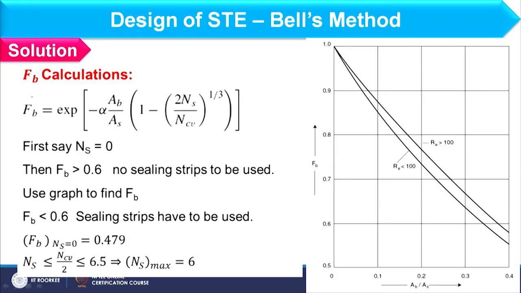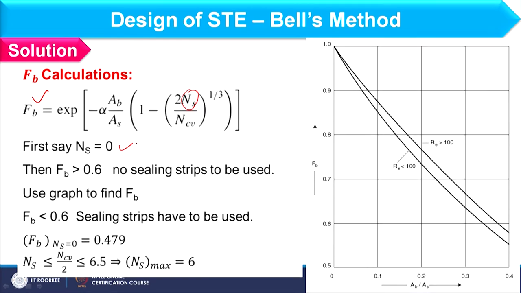As far as the bypass correction factor is concerned, here we have the expression for FB, where the number of sealing strips is given as NS. First of all, we should find out whether sealing strips are required or not, and to calculate that we should consider NS equal to 0 in this expression and find the FB value.